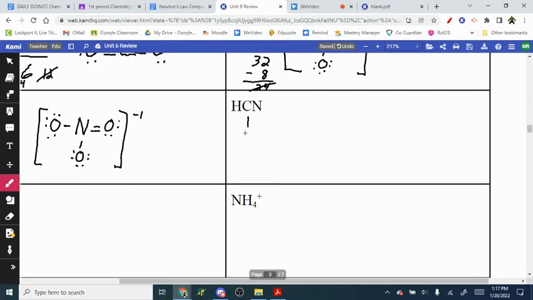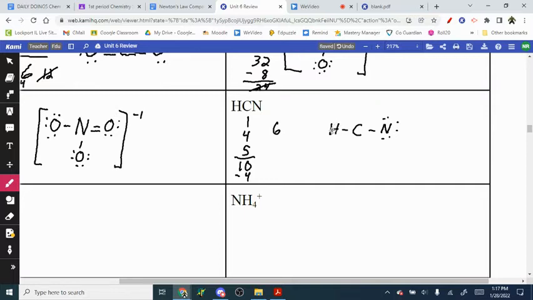All right, next one, HCN. H has 1, carbon has 4, nitrogen has 5. So that's a total of 10. C goes in the middle because C always goes in the middle. H on one side and N on the other. Bonds. We have so far used 4 valence electrons. We have 6 left. So 2, 4, 6.